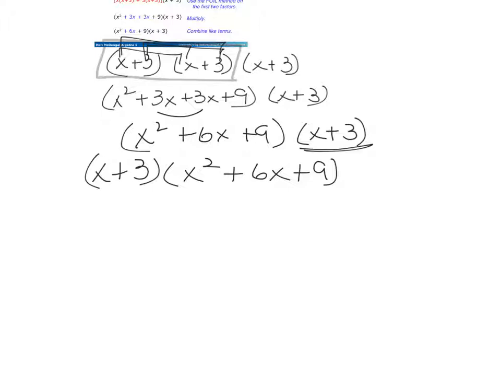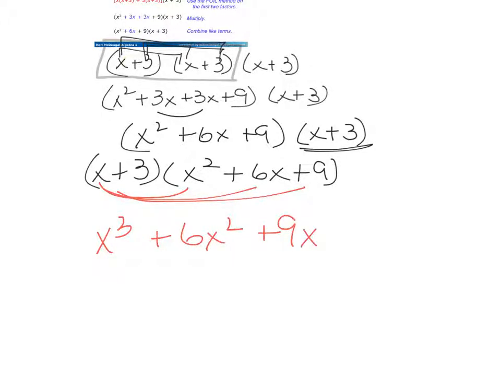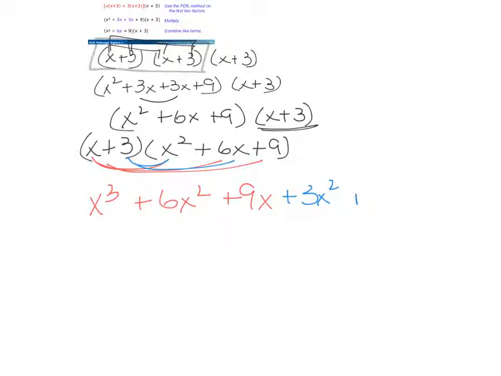So now I'm going to distribute x to the x squared, x to the 6x, and x to the 9. Then I'm going to distribute the 3 to the x squared, the 3 to the 6x, and the 3 to the 9.